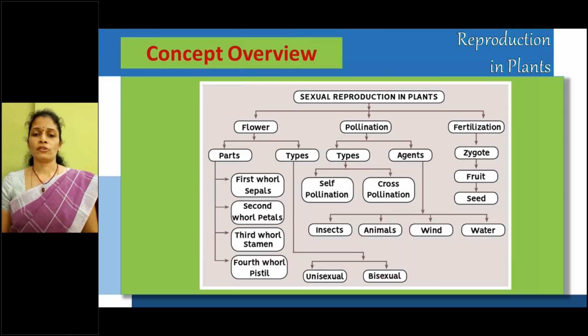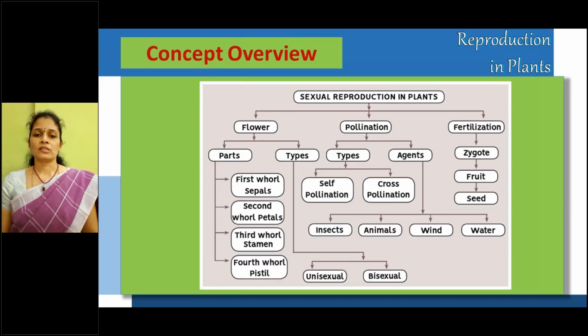Self-pollination. We have already recapped in the beginning of this session that self-pollination means it occurs in the same flower itself. That means the transfer of pollen from the anther to the stigma of the same flower, the same plant is called self-pollination. And cross-pollination means the transfer of pollen from the anther to the stigma of another flower, another plant of the same kind is called cross-pollination.